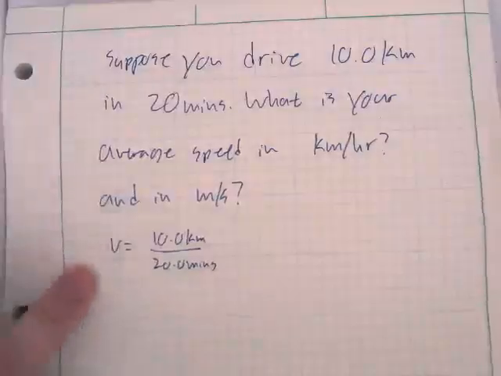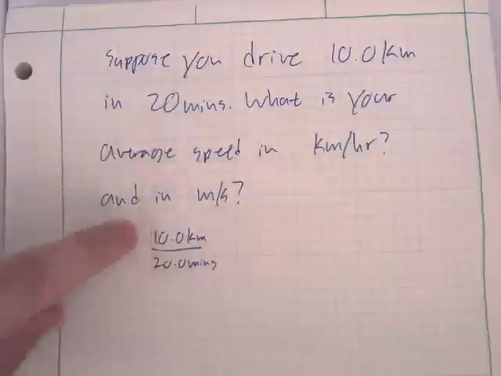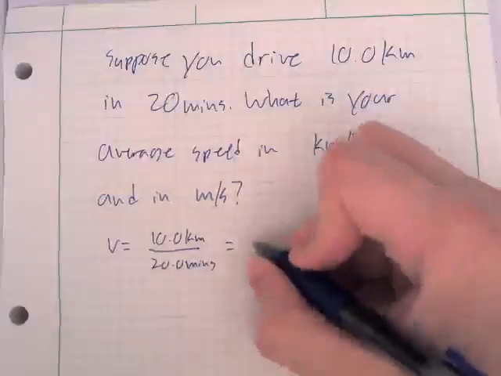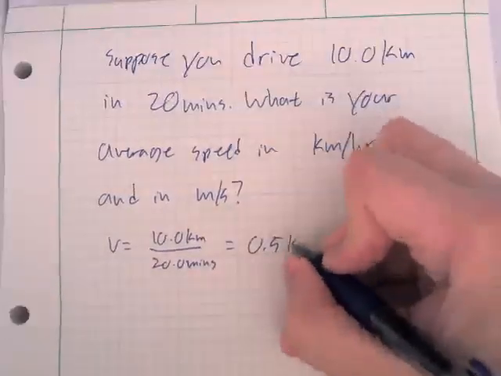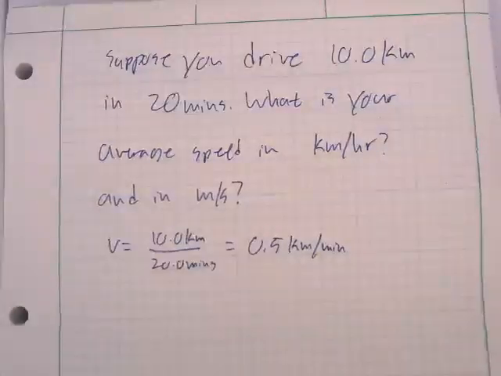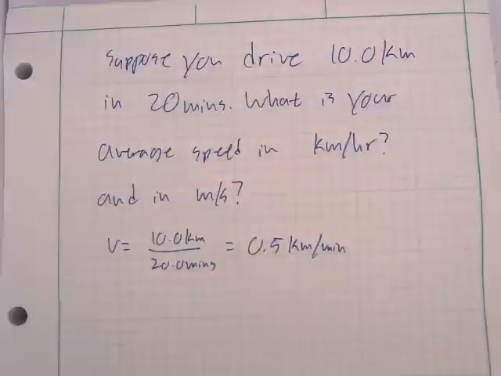Our speed, as we'll see, is going to be how much distance we covered divided by how long it took us. And so this ends up being 0.5 kilometers per minute. It's not usually how you would measure your speed. You're probably used to miles per hour, kilometers per hour, right? Depending on what country you're in.